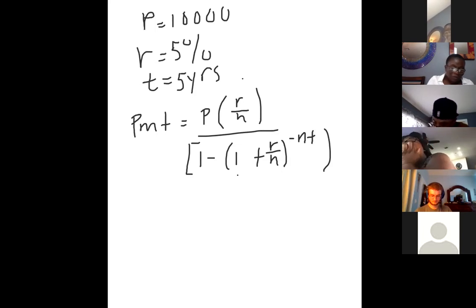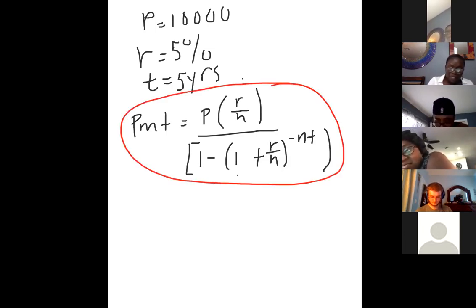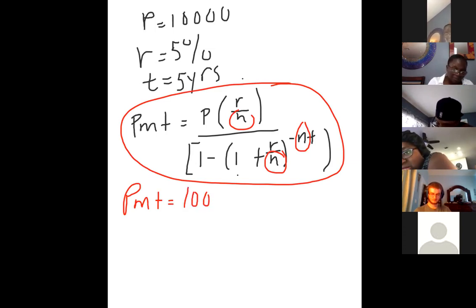Now, remember for the payment formula, all the N values right here in the payment formula will be 12. So when you plug this in, the payment is equal to the principal. The principal is the loan amount, that's 10,000, times, in parentheses, the interest, which is 5%. 5% as a decimal would be 0.05.